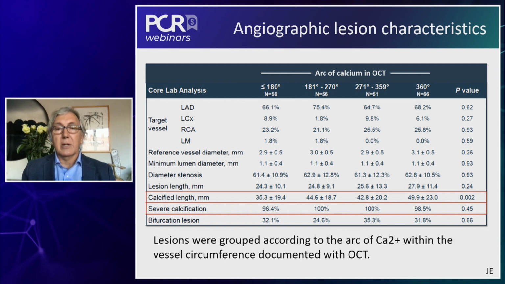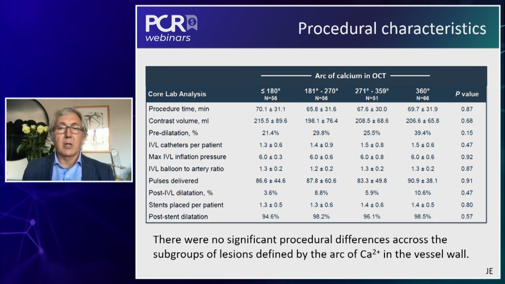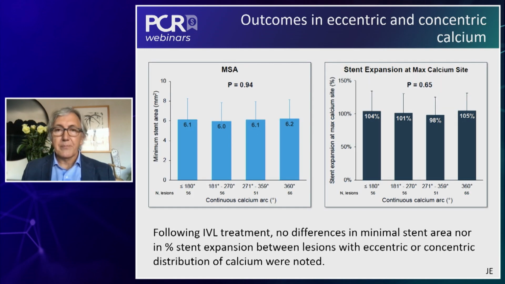The first thing you can see is that in all these lesions, angiography will tell you there is a calcific plaque, but only intravascular imaging will give you this information. The first thing I can tell you is that in all these lesions in the Disrupt CAD studies, there were no differences in the procedural characteristics of the treatment. So the effects of IVL that you are going to see in the next slides on these different subgroups of lesions, according to the extent of calcification and calcific burden, are not influenced by differences in the procedural technique.